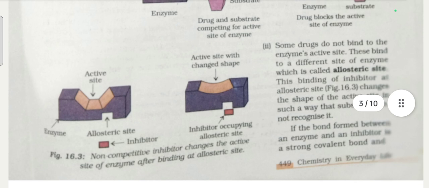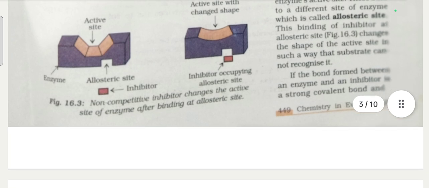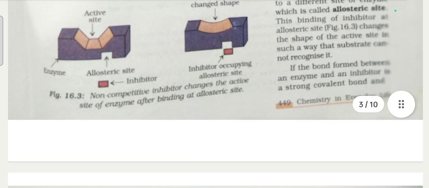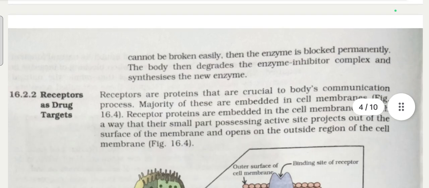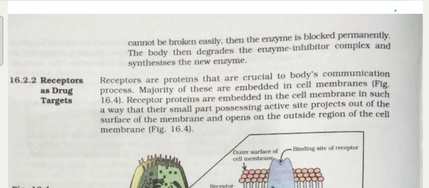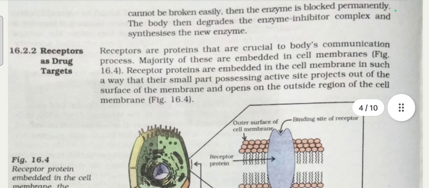Second, some drugs do not bind to the enzyme's active site. These bind to a different site of enzyme which is called allosteric site. This binding of inhibitor at allosteric site changes the shape of the active site in such a way that substrate cannot recognize it. If the bond formed between an enzyme and an inhibitor is a strong covalent bond and cannot be broken easily, then the enzyme is blocked permanently. The body then degrades the enzyme inhibitor complex and synthesizes the new enzymes.